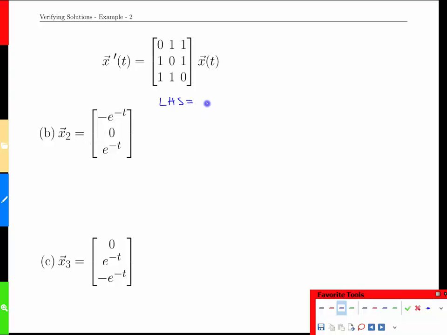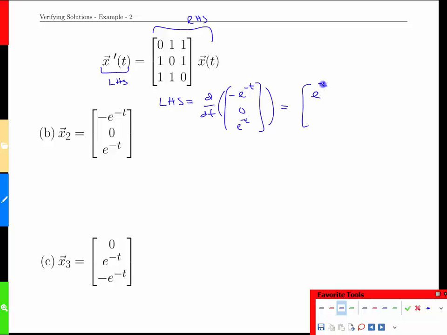Notice here we have two more solutions, and we're going to do exactly the same procedure. We're going to compute the left-hand side of our differential equation here. The left-hand side is that. The right-hand side is this. If this is our proposed solution, then we're going to take the derivative of negative e to the negative t, 0, e to the negative t. And that will be, when we're done, if we differentiate, we get two negatives, so e to the negative t with a positive out front of it, a 0, and a negative e to the negative t.